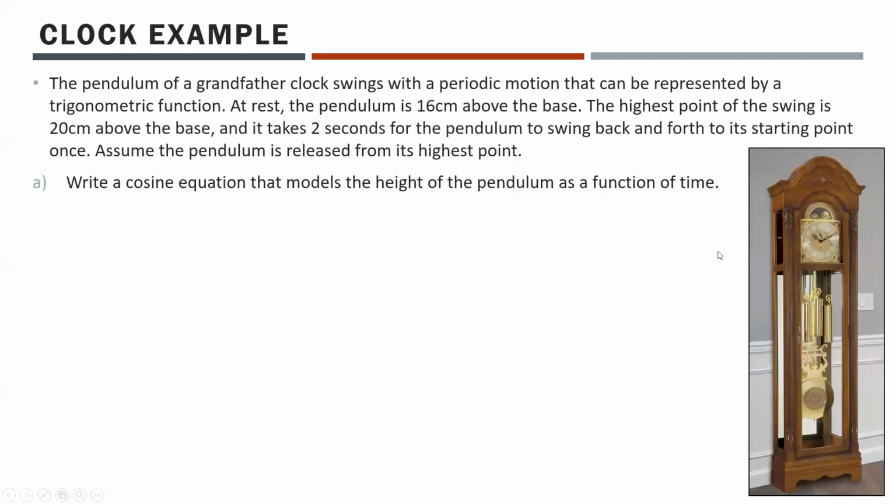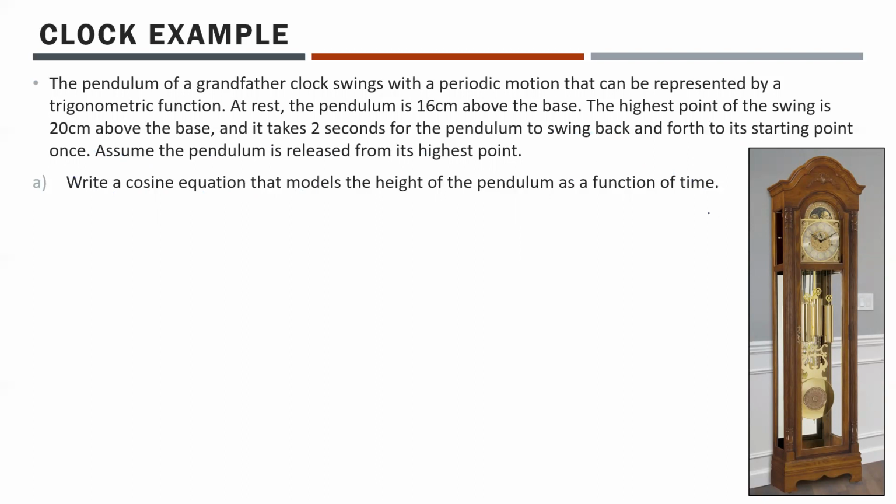All right, so let's do an example right off the bat here. The pendulum of a grandfather clock swings with a periodic motion that can be represented by a trigonometric function. At rest, the pendulum is 16 centimeters above the base. The highest point of the swing is 20 centimeters above the base, and it takes 2 seconds for the pendulum to swing back and forth to its starting point once. Assume the pendulum is released from its highest point. Write a cosine equation that models the height of the pendulum as a function of time.